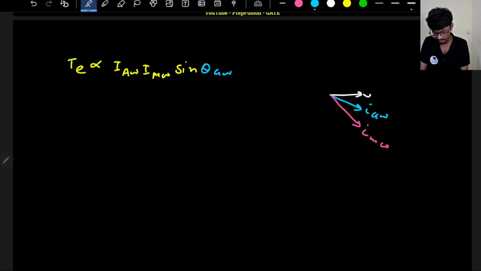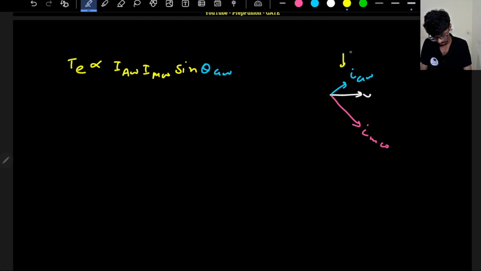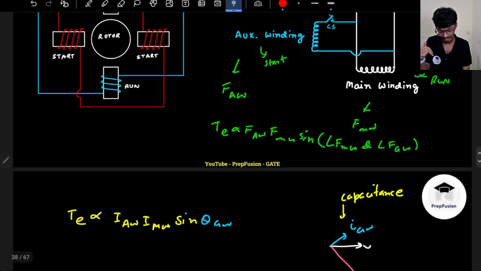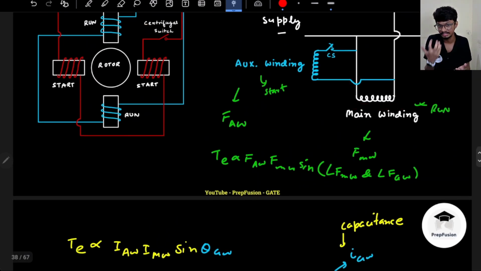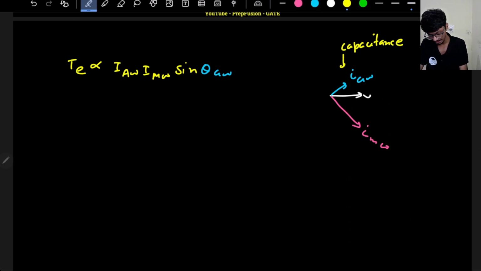So if I use capacitors, what will happen? It will lag less, or sometimes the auxiliary winding can also lead the voltage. If the circuit is purely capacitive, I can use a capacitor of high value, so then the auxiliary winding will lead the voltage because it has capacitance. Yes, the winding will have its reactance, but this capacitance will be so high that it can compensate that and it will lead. Your main winding will always lag because it is just an inductive reactance, so it will always lag the voltage, but the auxiliary winding can lead the voltage. The angle difference between them will be theta_AW.